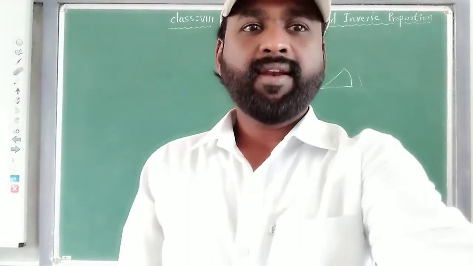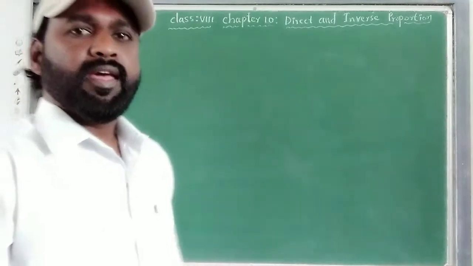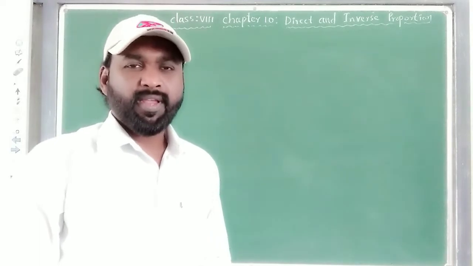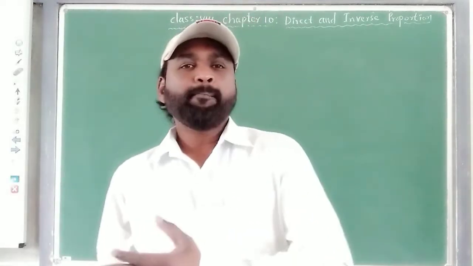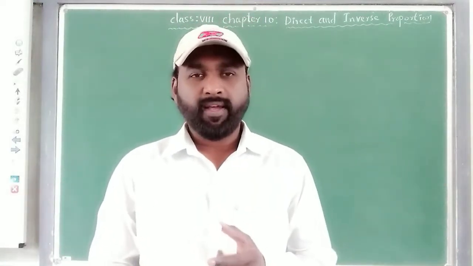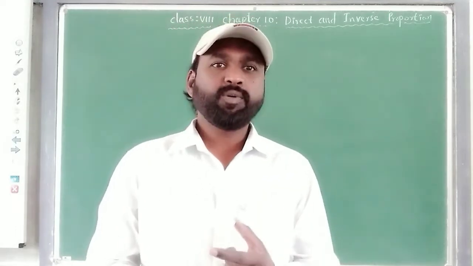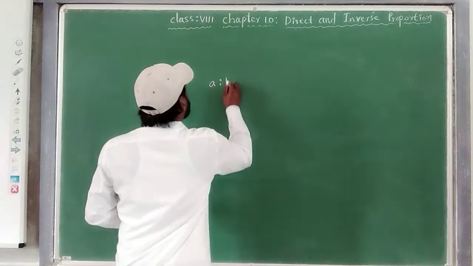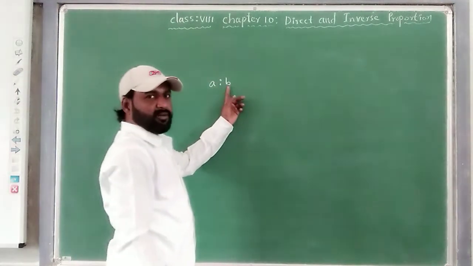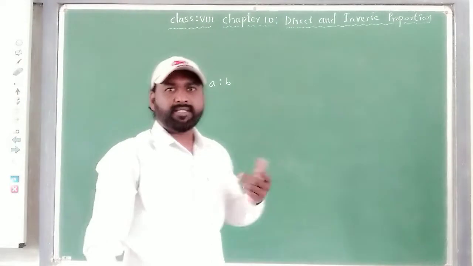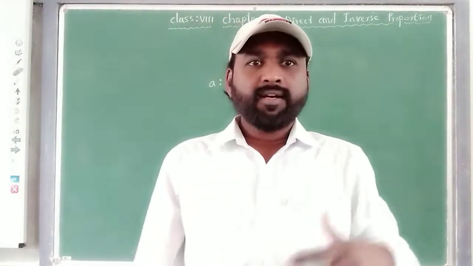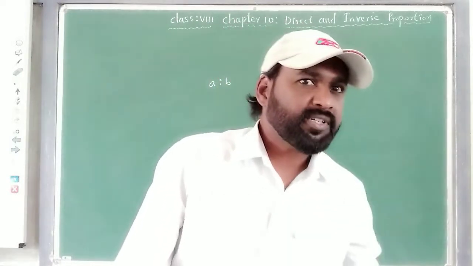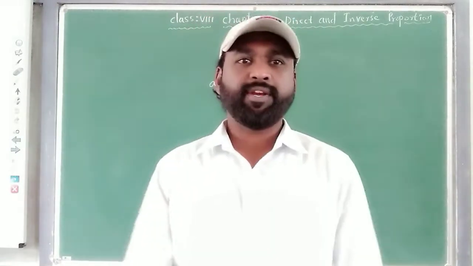How to understand proportion? In our previous classes, we learnt about ratio. Ratio is what? The comparison of two quantities. We name it as A is to B. That means A is one quantity, B is another quantity. We are comparing the two quantities. That ordered comparison of two quantities is known as ratio. Here proportion means comparison of two ratios.